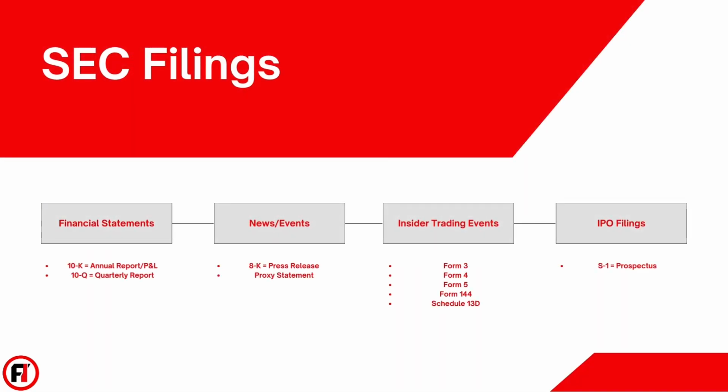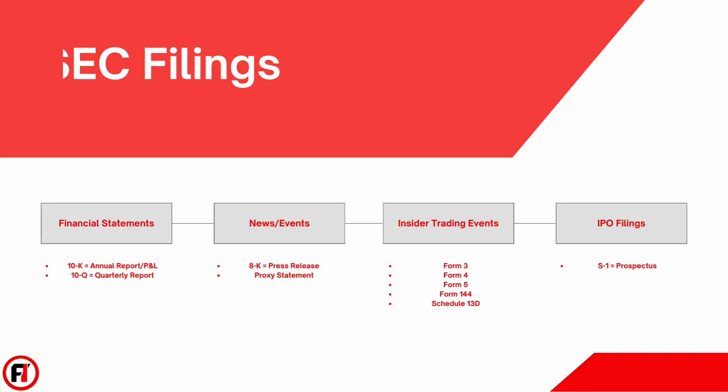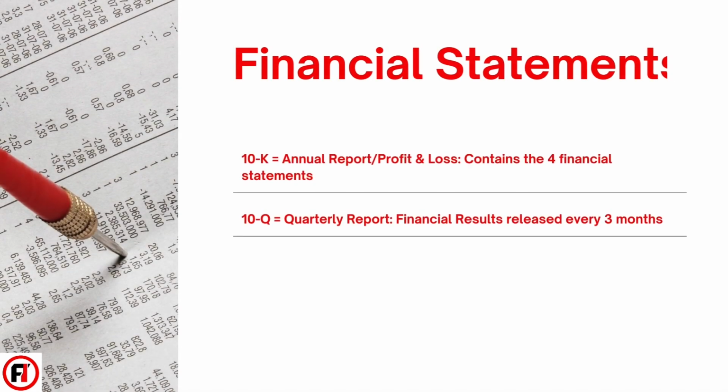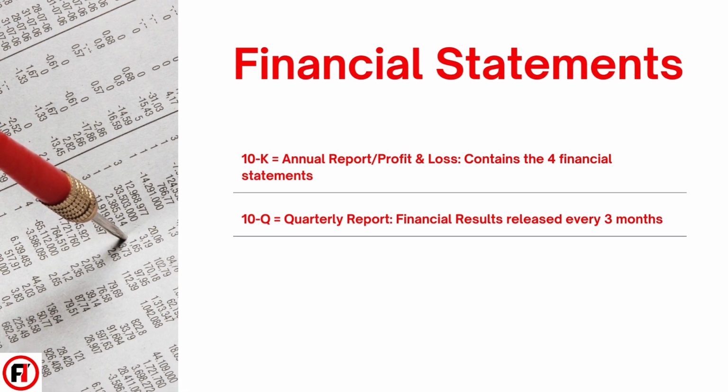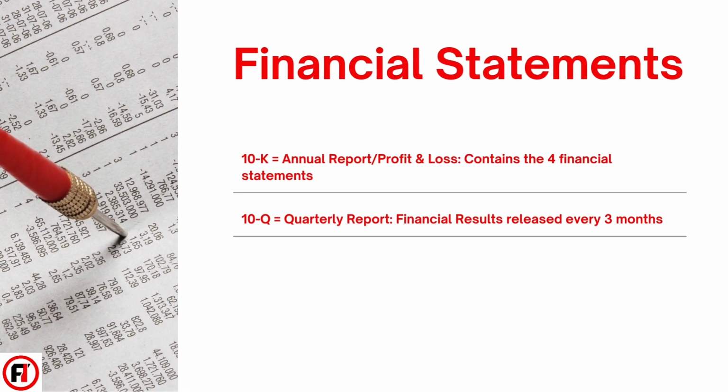And here's the section. I've decided to break it down into the financial statements, news and events, insider trading events, and the IPO filings. All I have is the S1 prospectus, because all the documents that we were going to talk about go into there. Okay, we'll go over the financial statements real quick. This is where you're going to pull the bulk of your information when you're creating the model, the 10K. That's where the profit and loss, balance sheet, cash flow statement, and statement of stockholders' equity are.